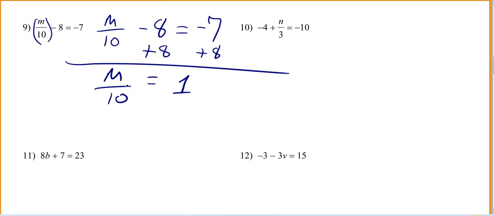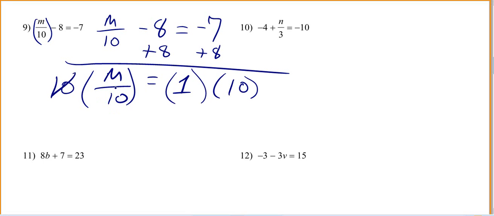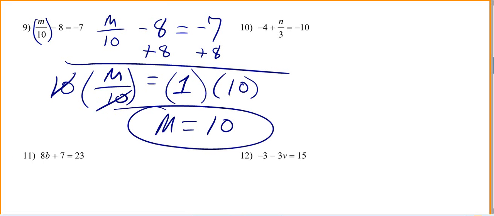What's your inverse operation of division? It's multiplication, that's right. Since we're dividing by 10, we've got to multiply by 10. If we multiply this side over here by 10, we've got to multiply over here by 10. These become 1, or people like to say they cancel out, right? So now you've got m is equal to 10. And that's problem number 9.